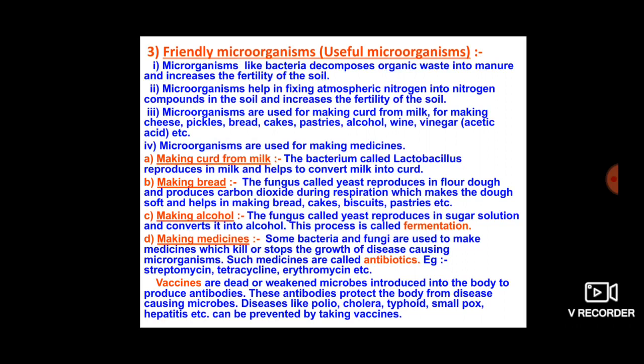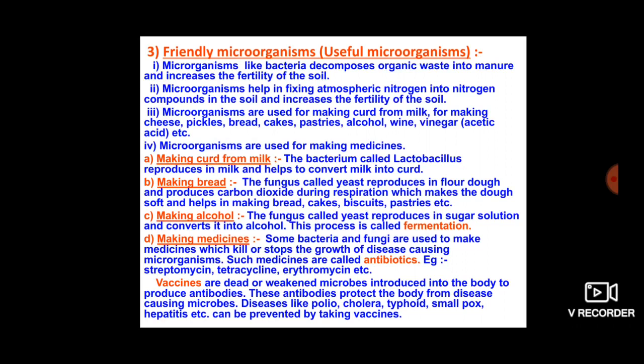For example, erythromycin is a kind of antibiotic. Streptomycin, tetracycline, these are all the best examples of antibiotics. And not only in antibiotics, these microorganisms are also used in vaccines. See children, now in the pandemic situation, the government has launched the COVID-19 vaccination. Right? So how does the manufacturing of vaccines take place?